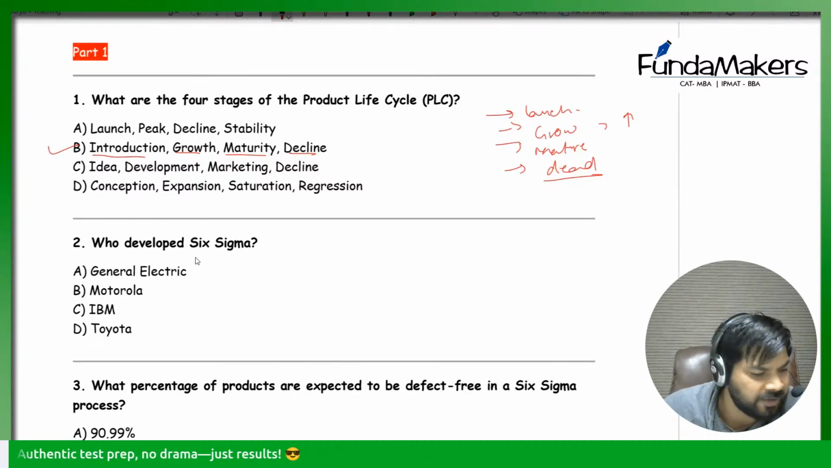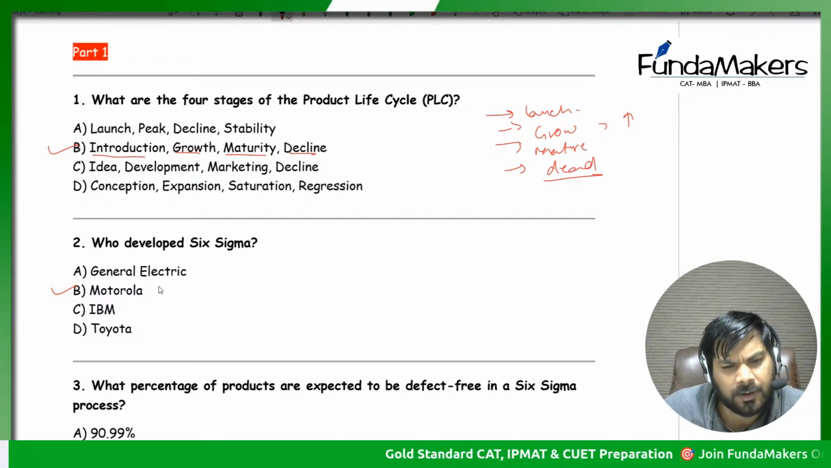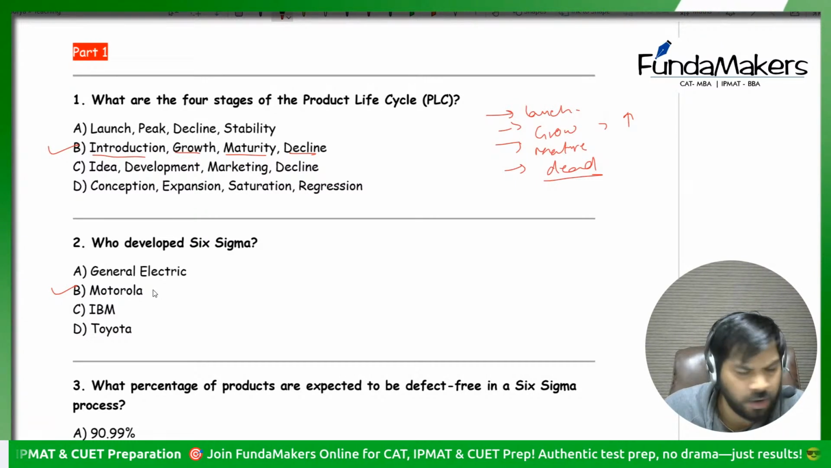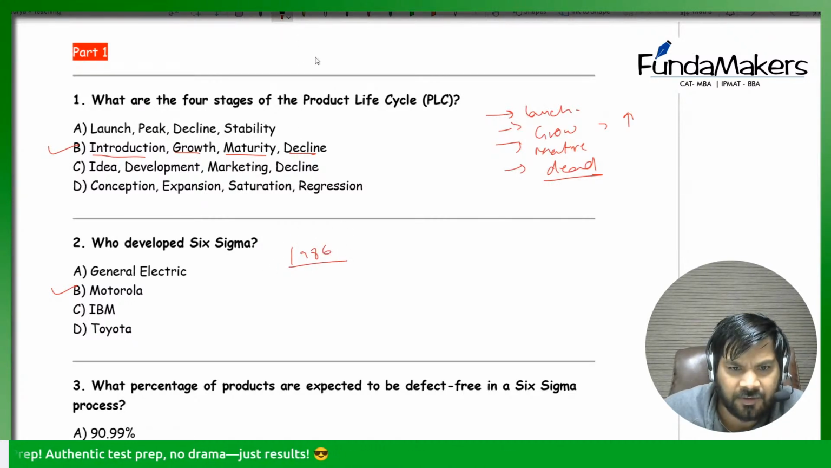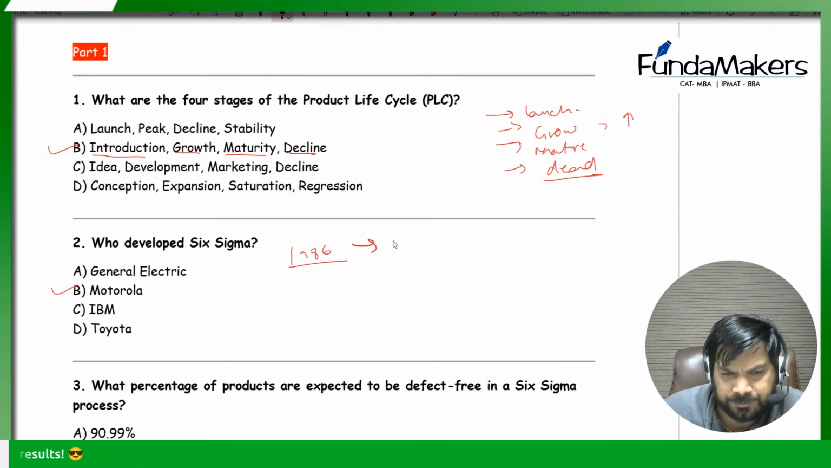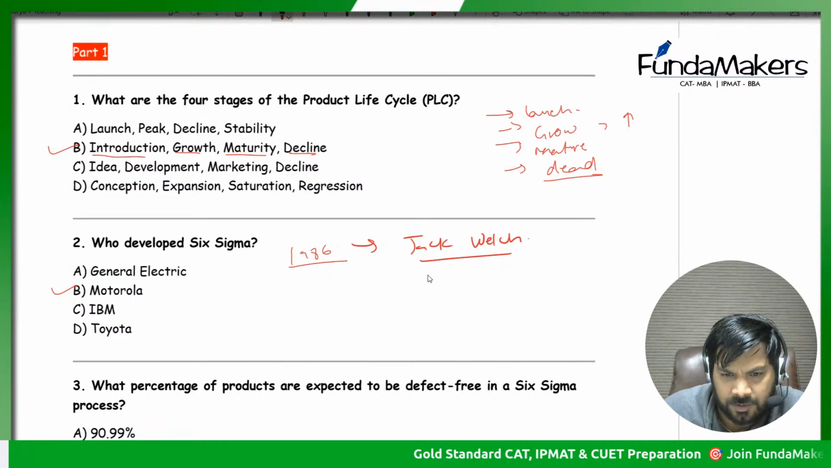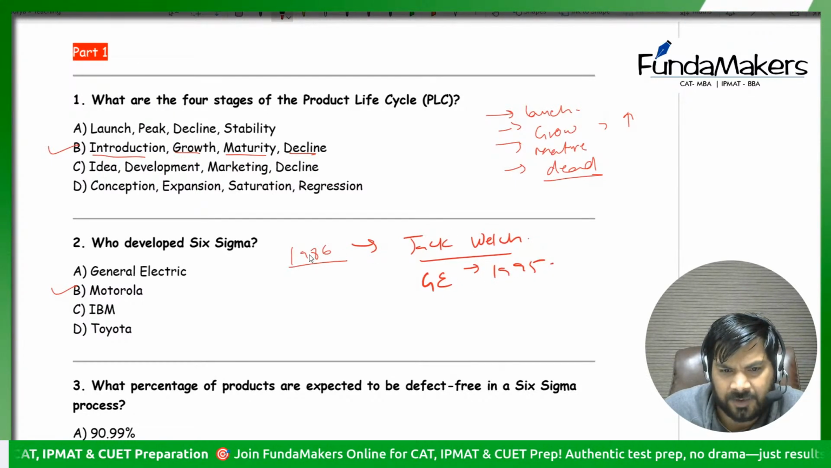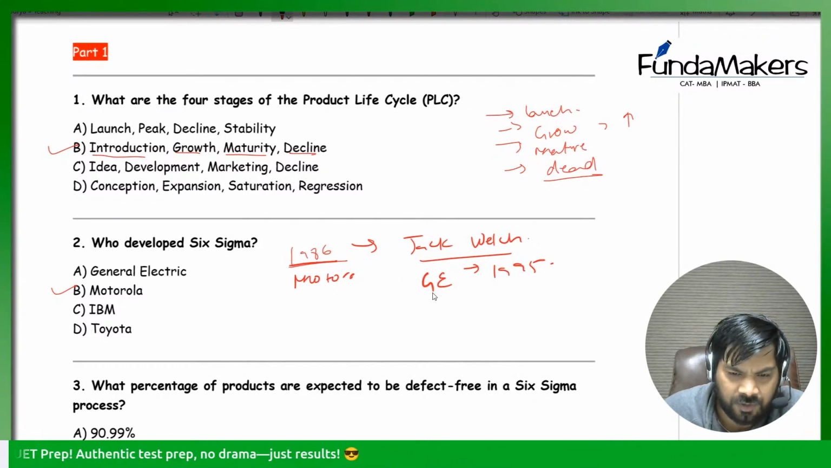Next, who developed Six Sigma? General Electric, Motorola, IBM, or Toyota? The correct answer should be Motorola, right? Six Sigma is basically a process to improve your production and minimize your mistakes in production or product. Motorola introduced it in the year 1986, ladies and gentlemen, and then it was further popularized by Jack Welch, a very famous person, if you know him. Jack Welch was from General Electric, and he did this in 1995. So it was first started by Motorola and then popularized by Jack Welch from General Electric.